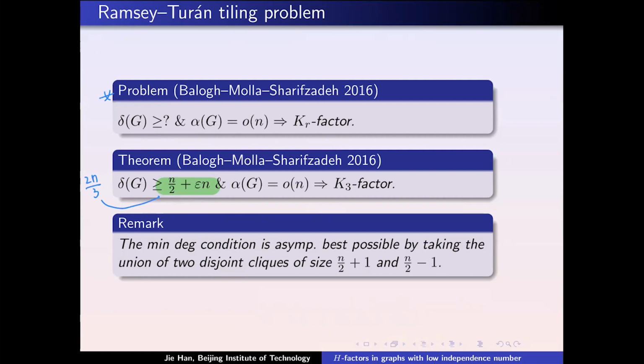Another quick remark is that this n/2 there is asymptotically best possible by taking the union of two disjoint cliques. So you take two cliques of almost equal size, but you make them both not divisible by 3. They're cliques, so they definitely don't have a large independent set. Actually, the maximum size of an independent set is 2. They have a large minimum degree, like n/2 minus 2 or something. But there's no way to find a triangle factor since both sides are complete graphs, neither of them is divisible by 3, and there's no edge across.